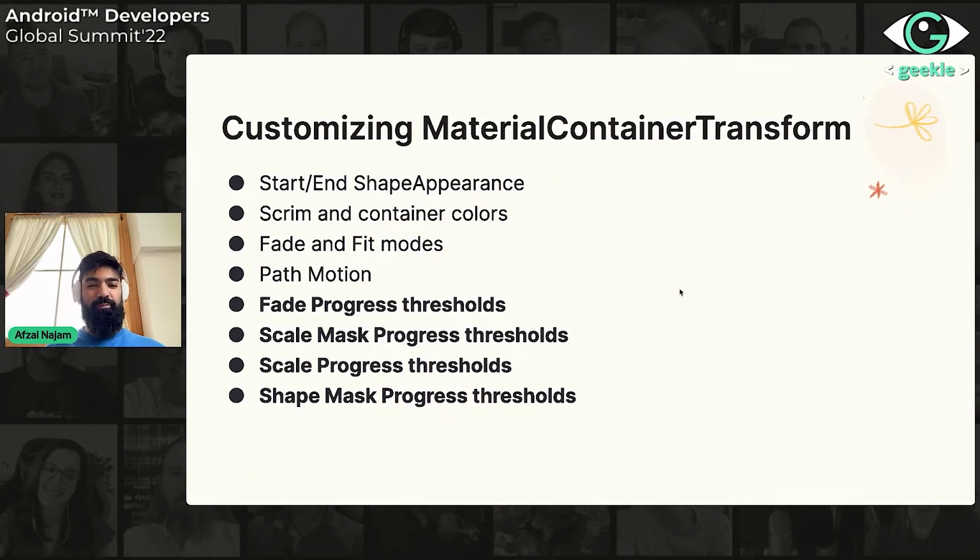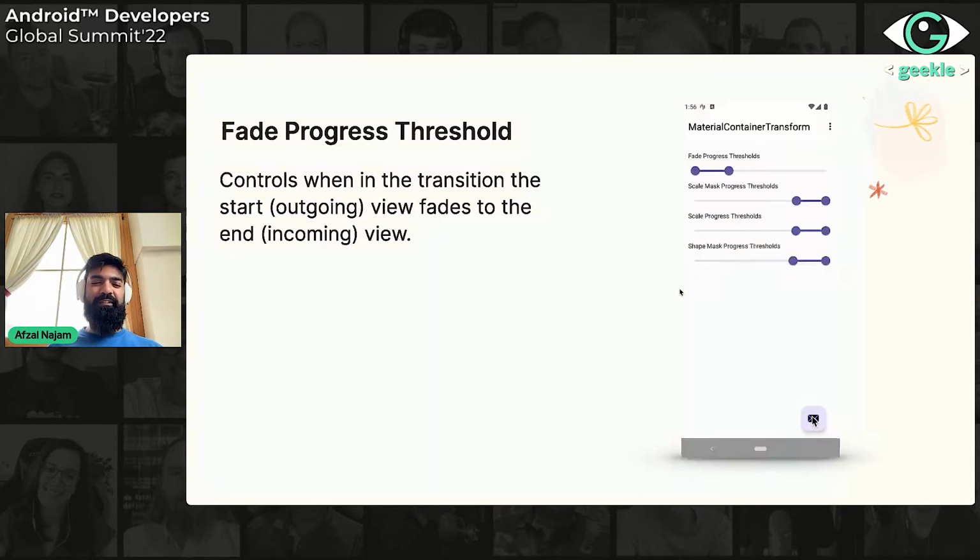And then we have the four progress thresholds that we're more interested in for today's talk. There's the fade progress threshold, the scale mask progress threshold, the scale progress threshold, and shape mask progress threshold. They're a mouthful of words, so I might just shorten it to just say thresholds instead of progress thresholds. What are these? So as you might have guessed, fade progress threshold is the part in the animation where the start view fades into the end view.